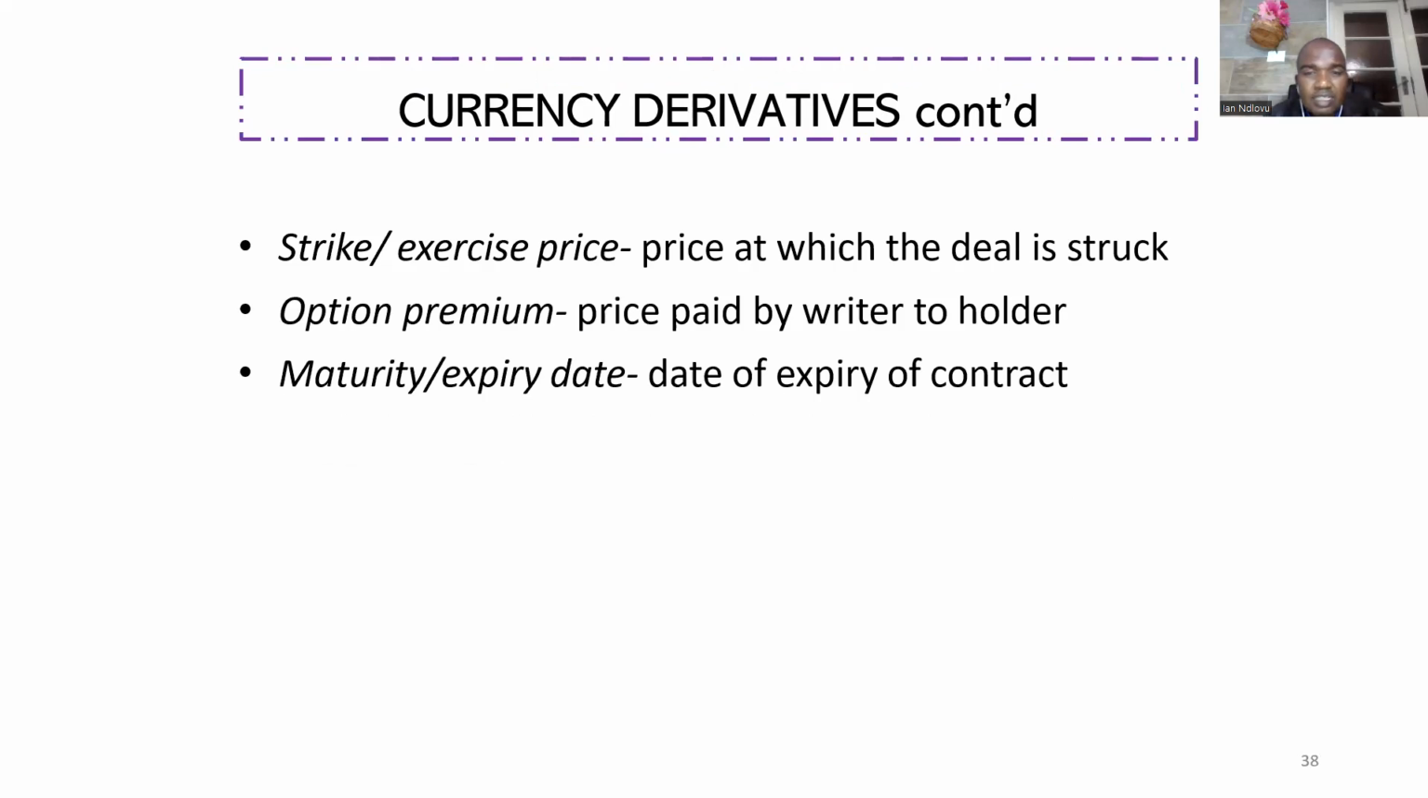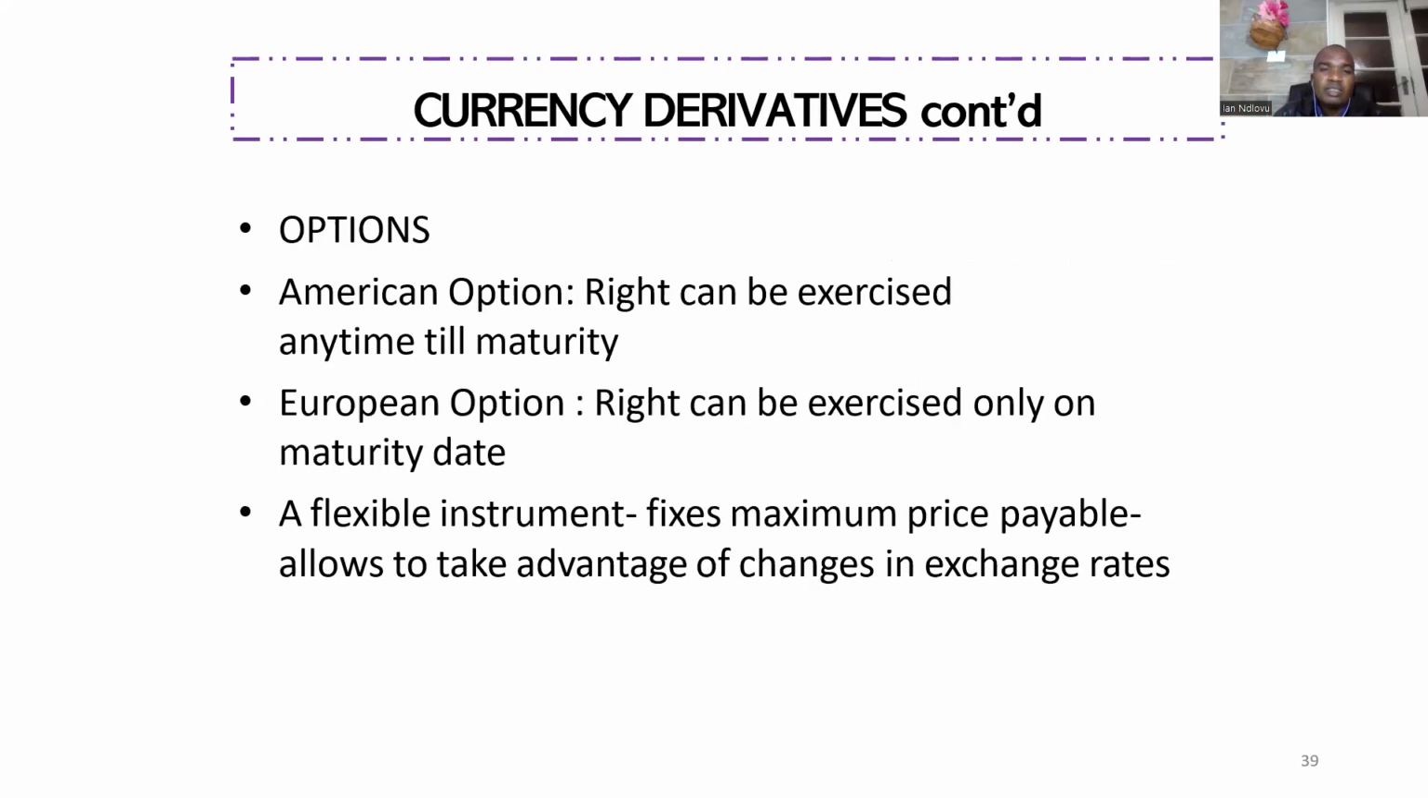The strike or exercise price is the price at which the deal is struck in the future. But remember that with options, you have the right but not the obligation to execute a sale in the future. The option premium is the price paid by the holder to the writer. Remember, the writer of an option is a supplier of these options in the currency derivatives markets, and the holder is the demand. The maturity or expiry date is the date of expiry of the contract.